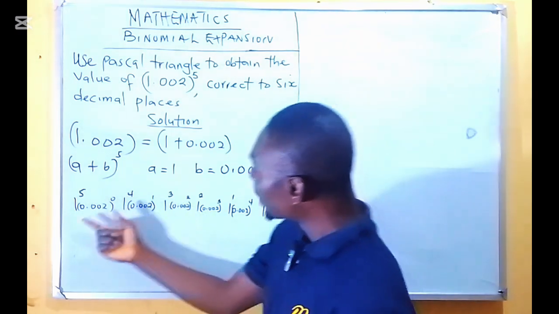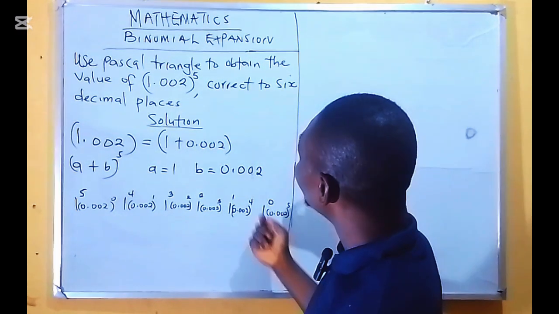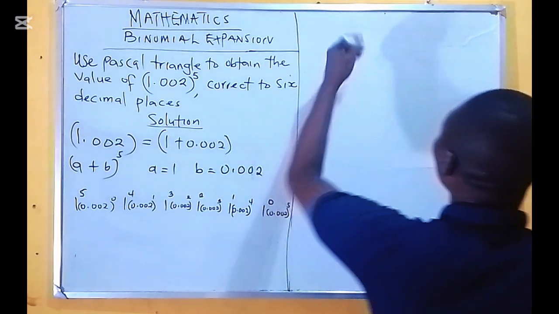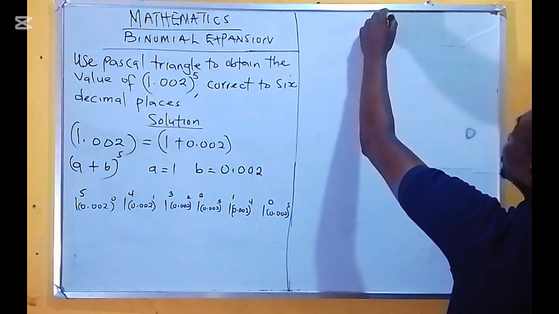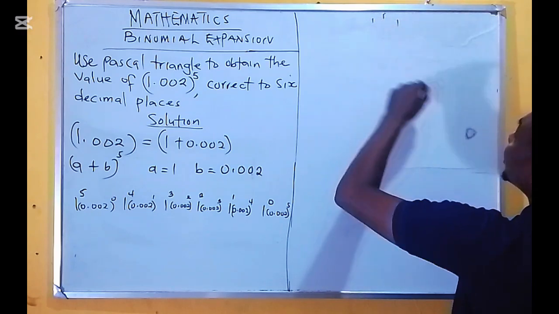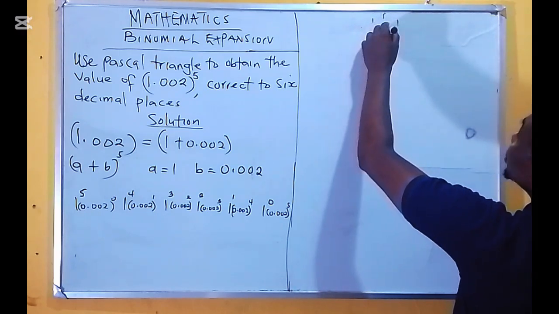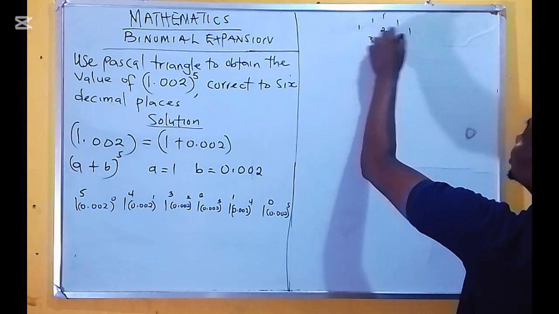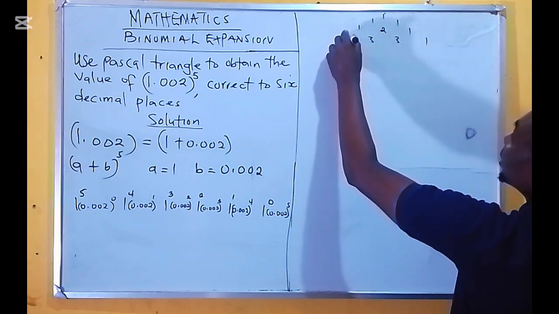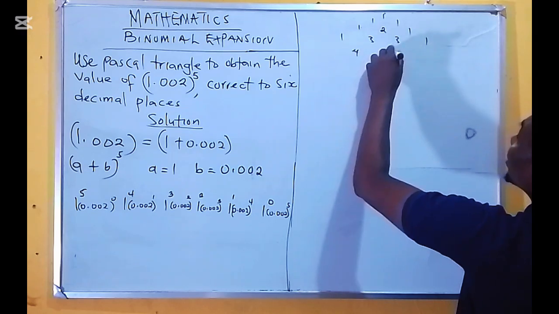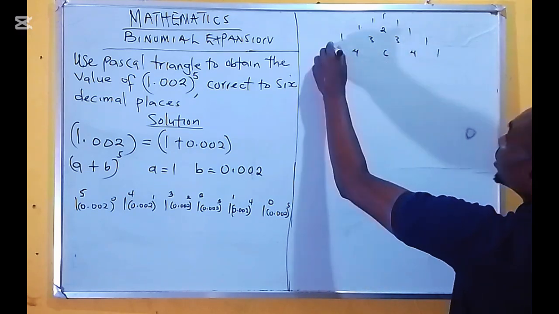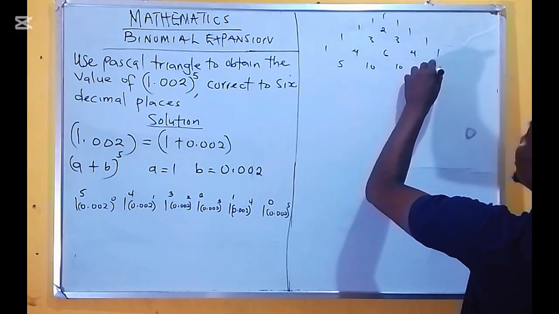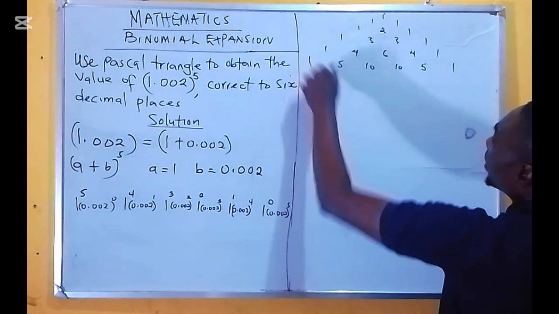Now, how do you find the coefficient using the Pascal triangle? There's a need for us to construct the Pascal triangle. So we have 1, 1, 1. Then we have 2 here. We have 1, 1 by the side. This one we have 3, 2 plus 1, 3. Put 1, 1 here. Here we have 4, we have 6, we have 4, 1, 1. Then here we have 5, 10, 10, 5, 1, 1.